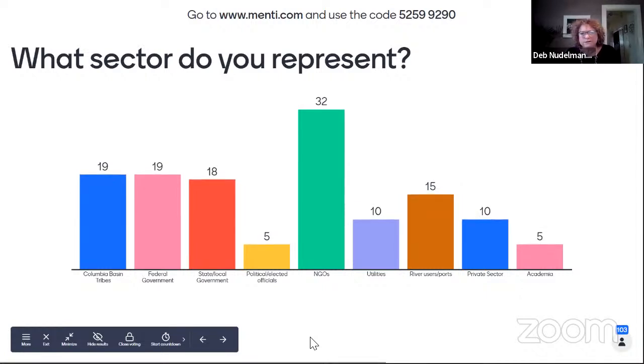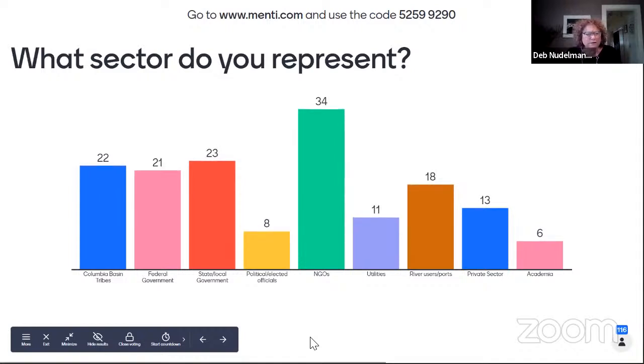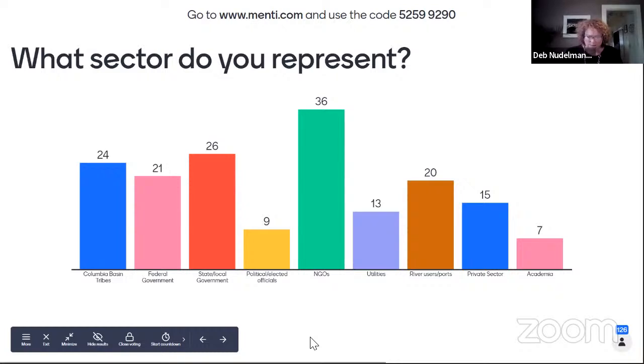Okay, we'll give this one just another little while to populate. Really great sectors. And this part will mean a lot to us, especially as we're walking through the diagram and showing you the structure for the Columbia Basin Collaborative and all the various ways people can participate throughout the basin and at the table and in this process. Give this one just a little bit longer.